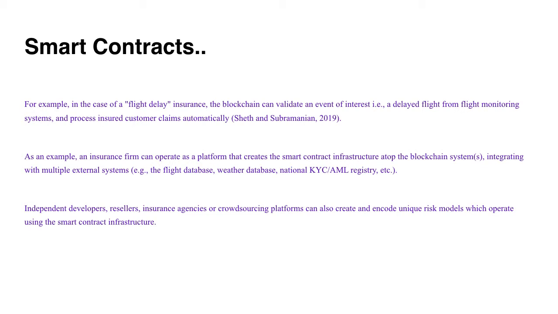Okay, so whenever you automate these kinds of contracts where payouts are automatic, you don't need to file a separate claim with the insurance company and go through the entire process. The moment there's a detection of a delayed flight, you get the $500 automatically because it's all enforced as a smart contract and it runs always on a blockchain. In this case, independent developers, resellers, insurance agencies, or crowdsourcing platforms can create and encode different unique risk models which operate using smart contract infrastructure.